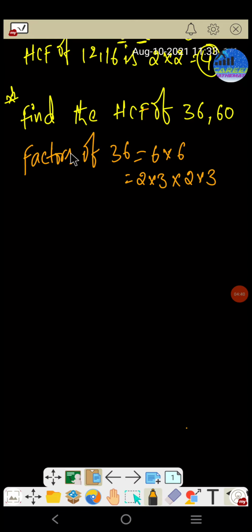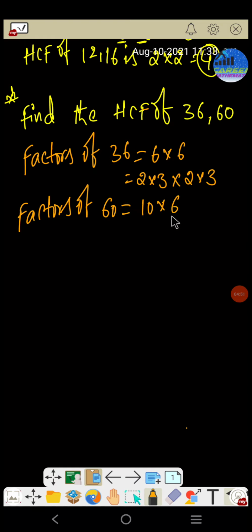Next write down the prime factors of 60. How can I write it? 10 sixes are 60, but both numbers are not prime numbers, so write down this 10 again: 2 fives are 10, into 6. How can we write 6? 2 threes are 6. Now take the common factors.